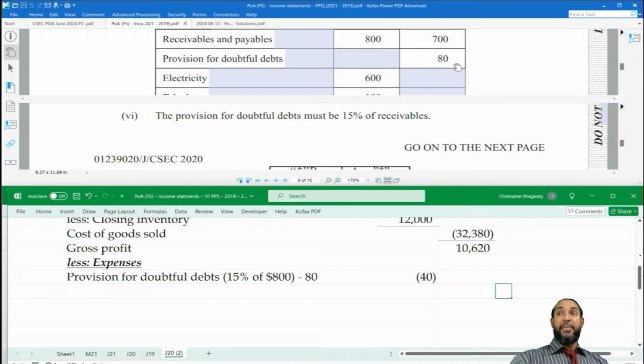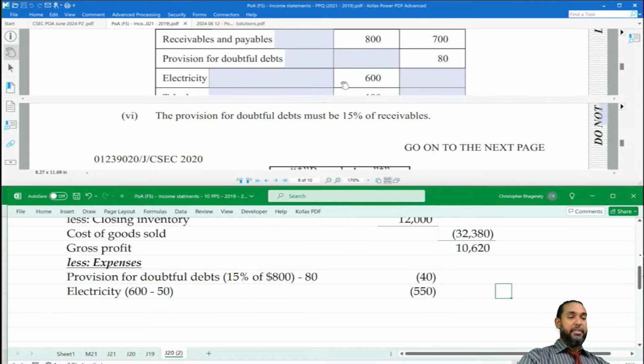So right now we already have 80 in the account. We needed to go to 120. So quick question. Going from 80 to 120, is that an increase or a decrease in the provision? An increase. And by how much? How would you find out by how much? You subtract. 120 minus 80 is 40. So that's how I got this 40. I found 15% of the 800, right? That's 15% of the receivables that currently exist, 800. And I subtract any existing provision currently in the shop. All right? Okay, next.